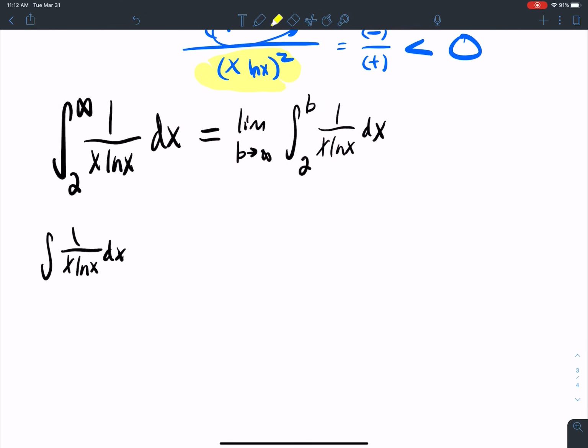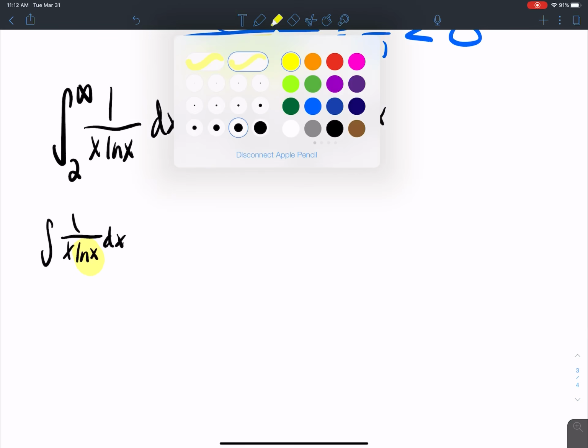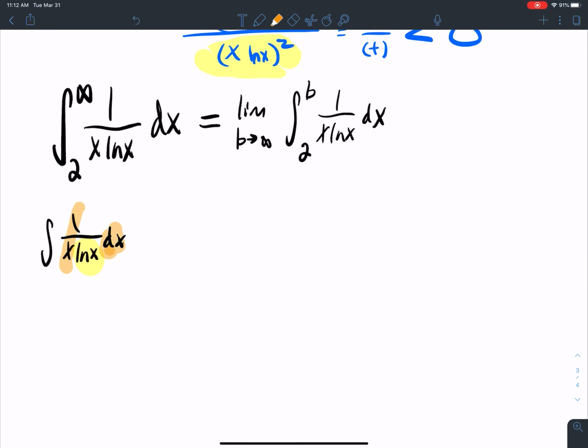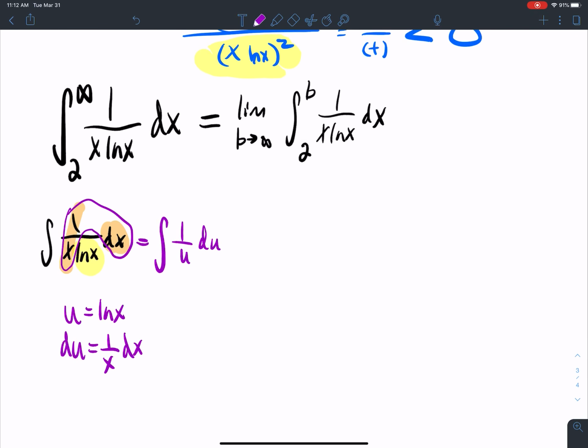Okay, well, when I look at this problem, I see ln x here. That's giving me a fit. But the derivative of ln x is right here. So if I see the derivative in the function itself, I should think u sub. If I think u equals ln x, then du is 1 over x dx. And so this becomes the integral 1 over u, and then this orange part right here can be replaced with du. So this is the natural log absolute value of u plus c. But u is ln x, so really my integral is ln x, right?